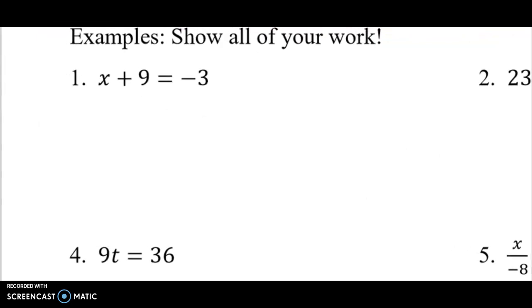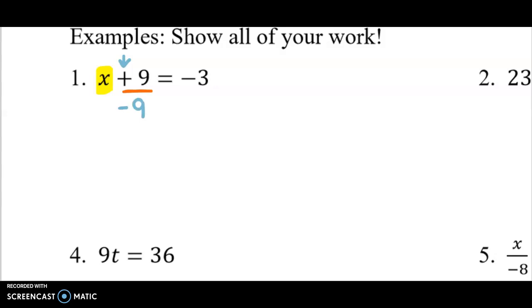On number 1, I am trying to get x by itself. I want to isolate the variable, which means I need to deal with this 9 that is being added onto the x. So I'm going to use my inverse operations. If I have addition, to undo that, to get rid of it, I want to subtract. So I'm going to subtract 9 from that side.